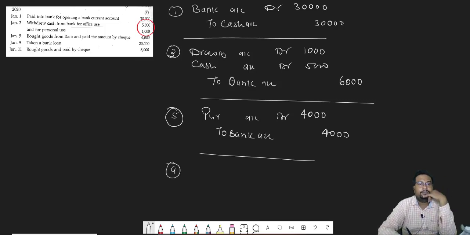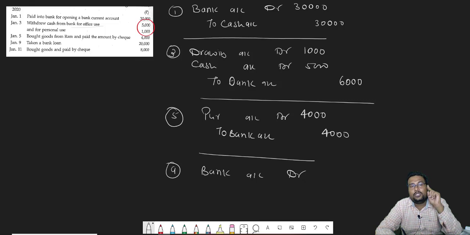January 9. Taken a bank loan. So what thing is coming in your account? Money. So bank account debit. Look, when you take the bank loan, your bank account will increase. Why? Because whatever bank loan amount you take will be transferred into your account. So bank account debit, because your bank account is receiving that amount.